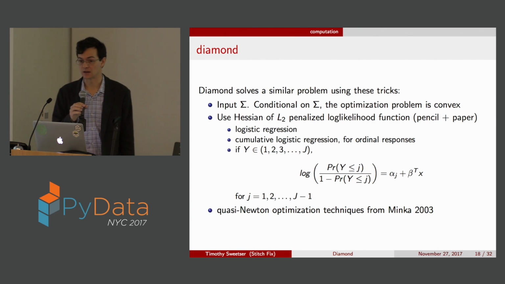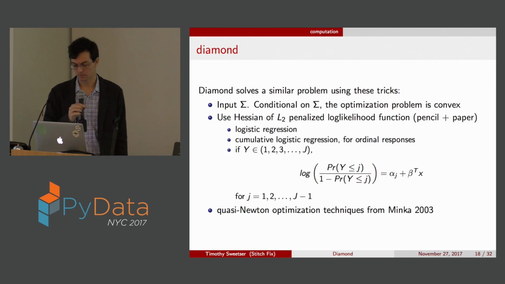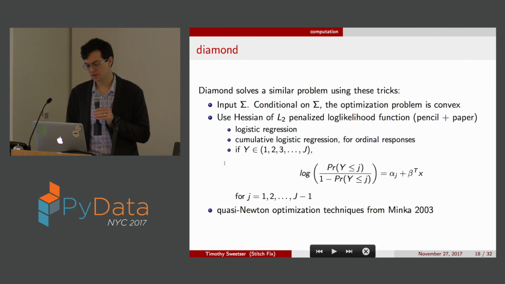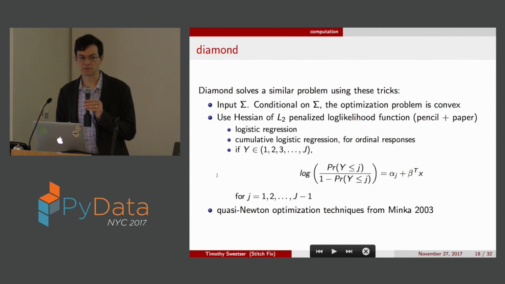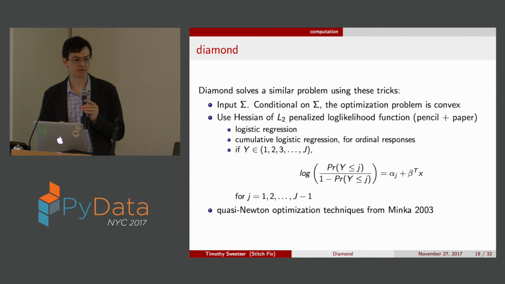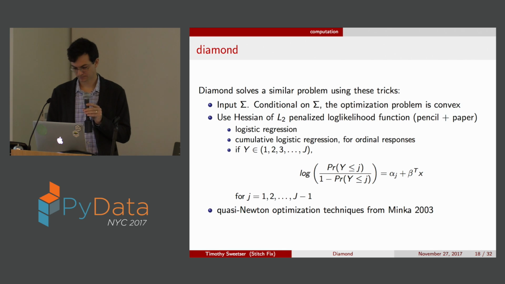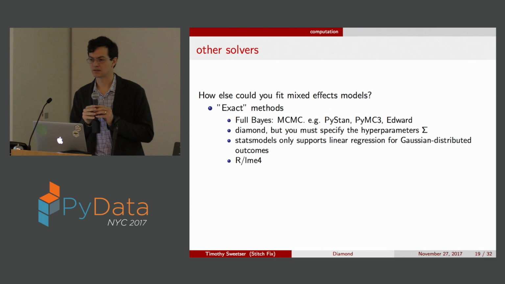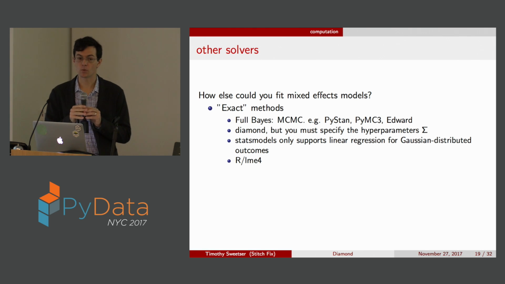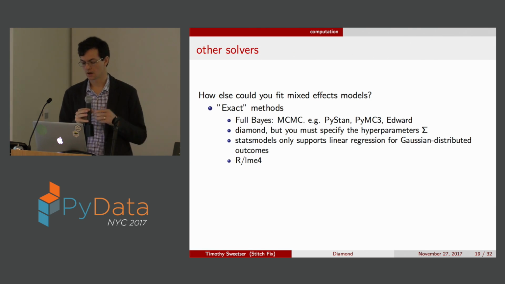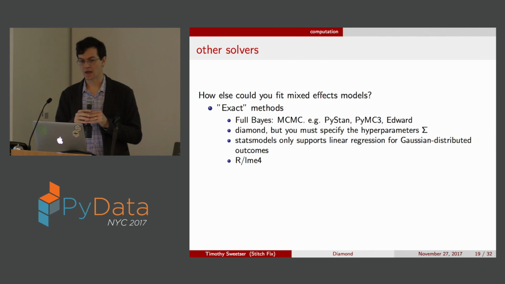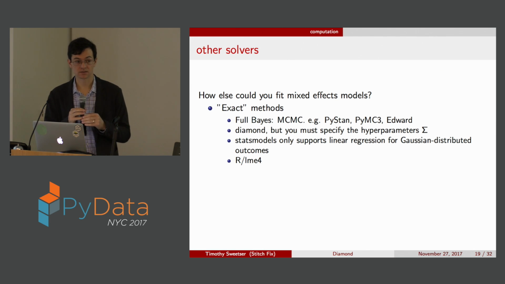This is not a very popular model, so I have illustrated what that model form is here. And the other thing we do in Diamond is we use some quasi-Newton optimization techniques from a paper by Thomas Minka. Okay, but Diamond is not the only way to fit models like this. I gave some examples before using statsmodels. But mixed effects models have a very Bayesian sort of flavor, and so that's another approach to fitting these kinds of models.